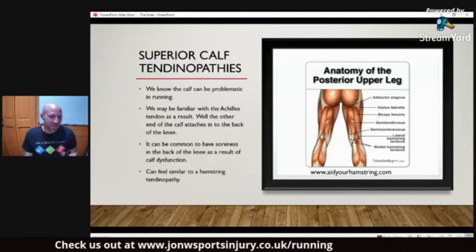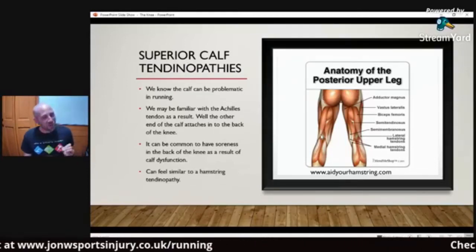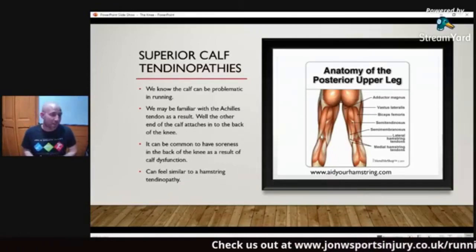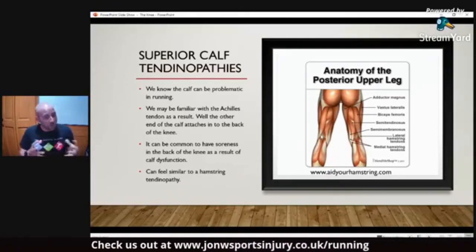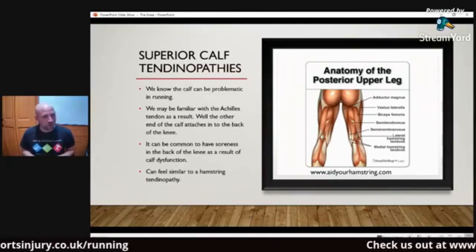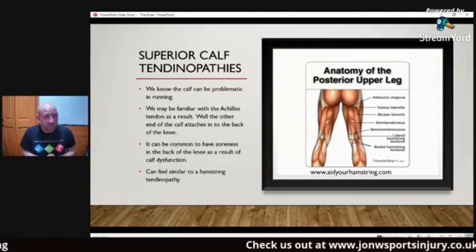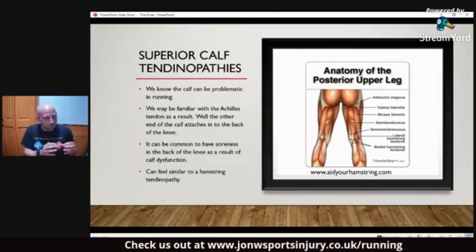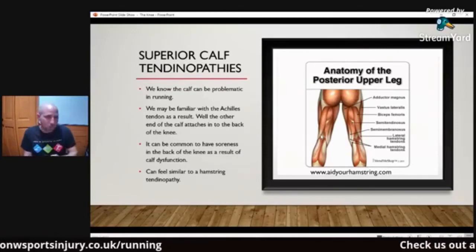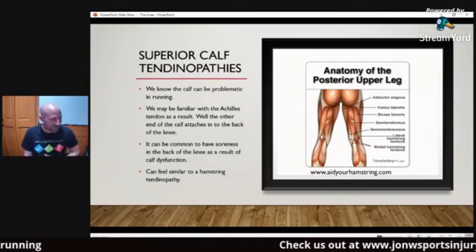So as I say, very common to have this problem, but it can feel very similar to a hamstring tendinopathy. So sometimes it's hard to diagnose. We have people who come into clinic and say, actually, I've got this hamstring problem because I can feel it in the back of my knee. So I know it's coming from my hamstring. But when we give it some deeper investigation, we find that the hamstring's fine. But once we truly assess correctly the calf, we find out that the dysfunction's there. So it's important that we're addressing both when we're looking at back of knee pain.